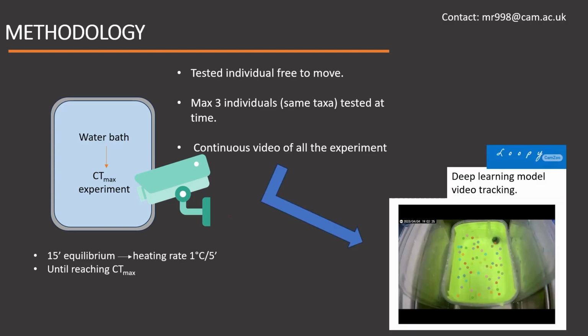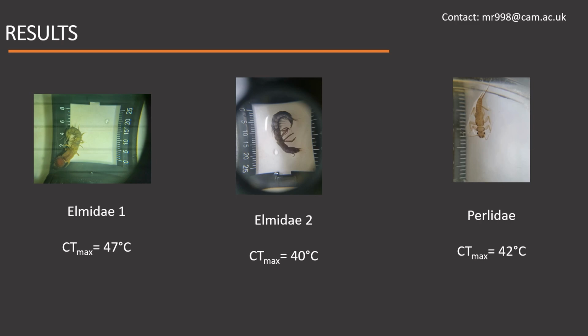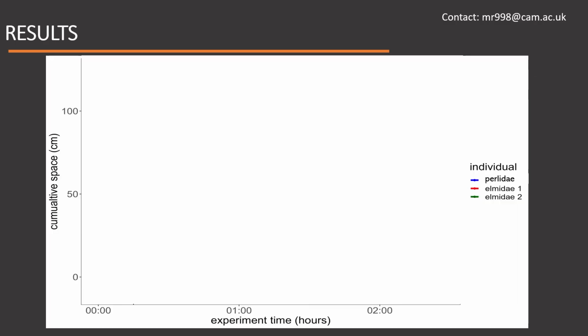And this is where my video tracking comes in. I used a software called Loopy to track the movement of the individual during the CTmax experiment, using the center of the body as the reference. I'm going to present here the test of 3 taxa, 2 different Elmidae and 1 Perlidae, that have respectively a critical thermal maximum of 47, 40, and 42 degrees. And how did I characterize the movement? At the moment, it's characterized as the cumulative space covered by the individual each minute.